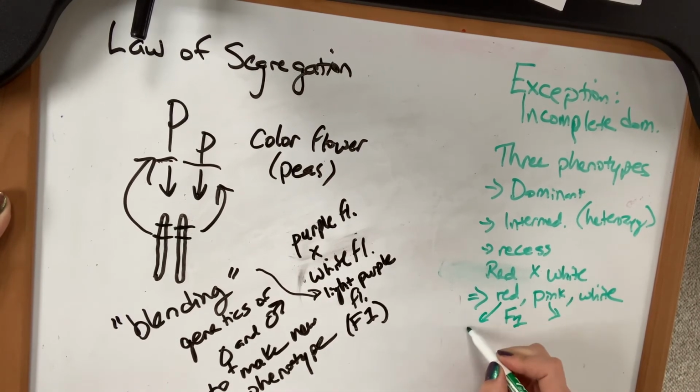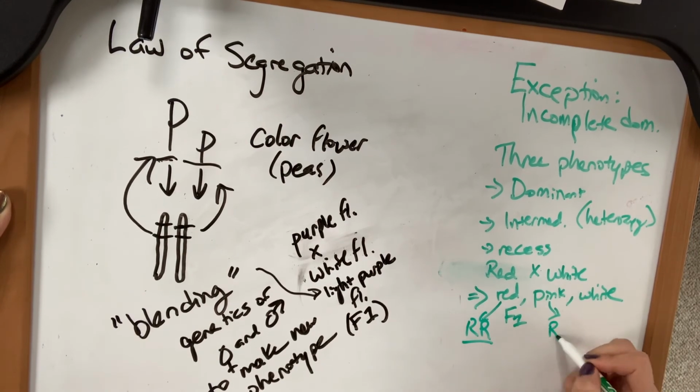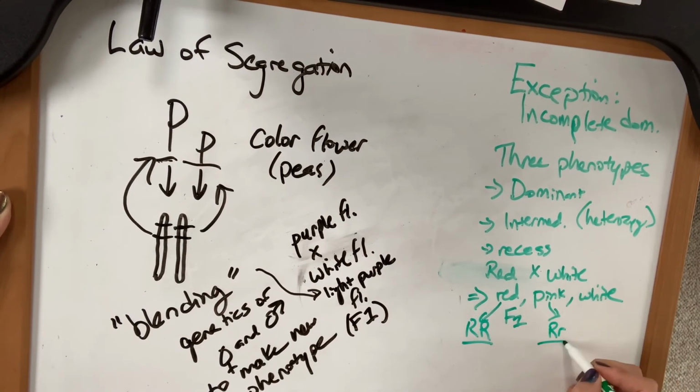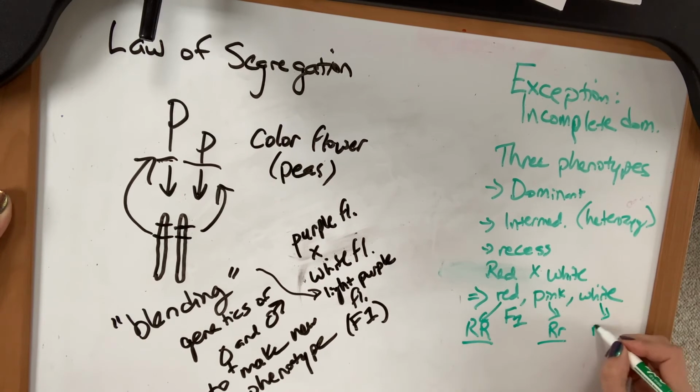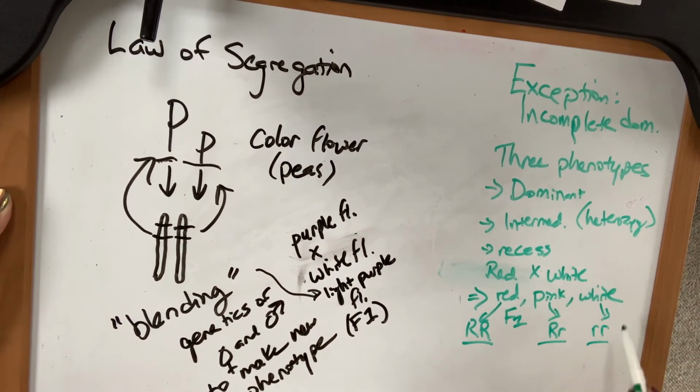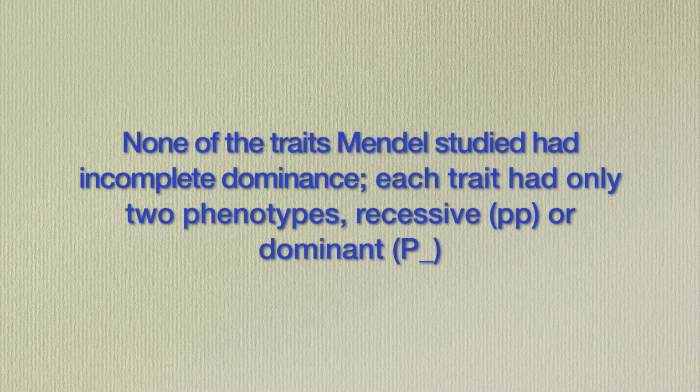Red is when we have the homozygous dominant, pink is the heterozygous, and then white phenotypes are homozygous recessive. And so you could see how that is different, how it violates the law of segregation, which Mendel elucidated. But the law of segregation is true for, again, all of those traits that Mendel studied in peas.